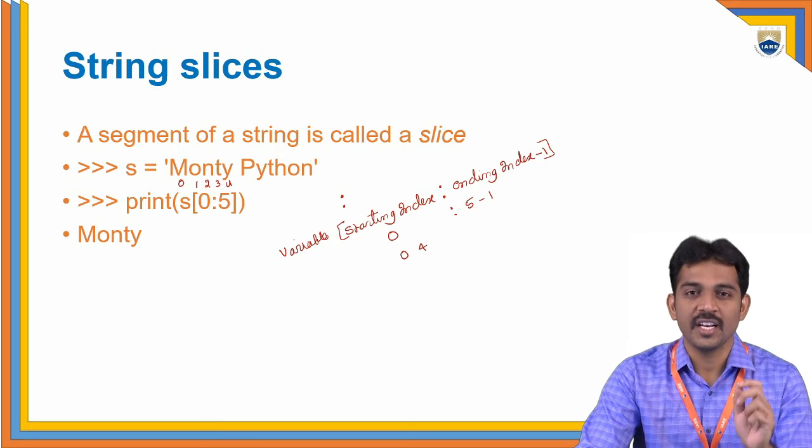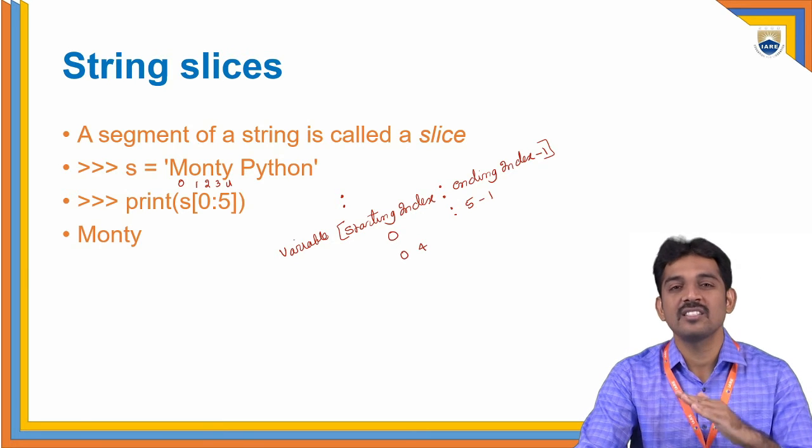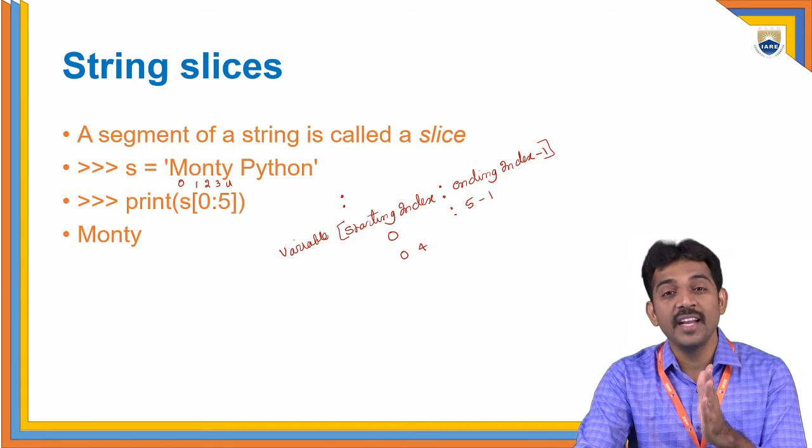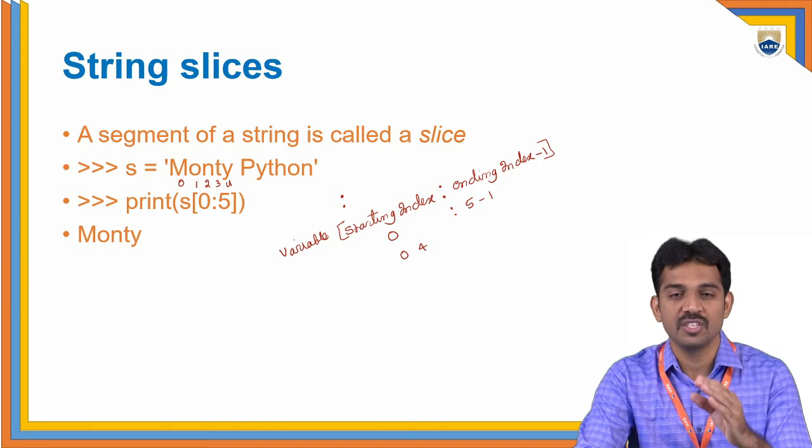Please note this. The colon is an operator used to slice the string. The first part of the colon is the starting index. The second part of the colon is the ending index minus 1. Up to that, it is going to access your string.